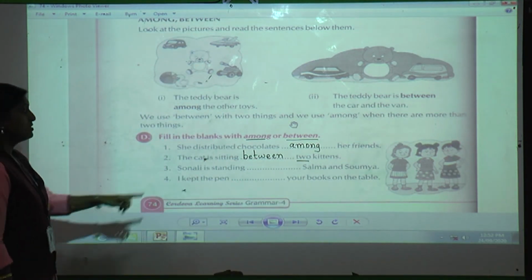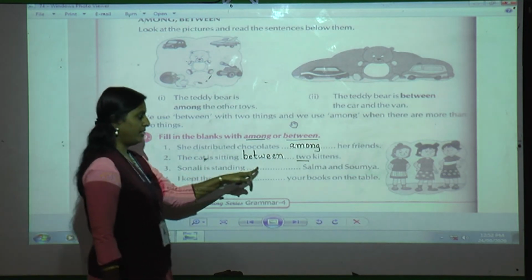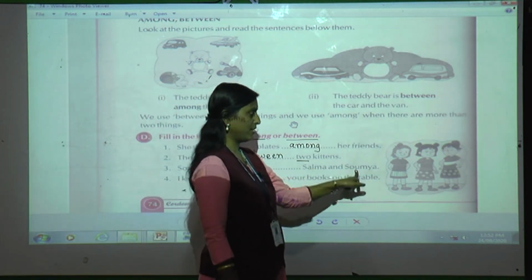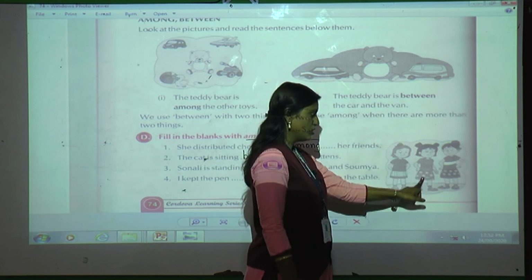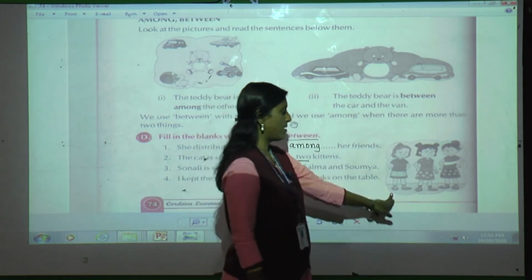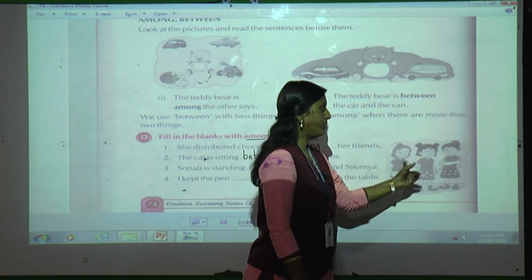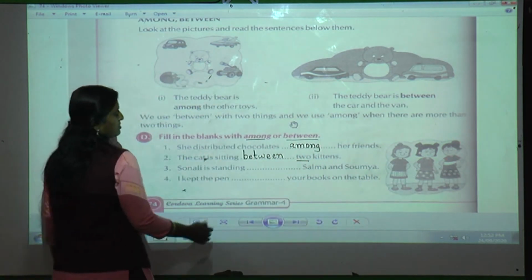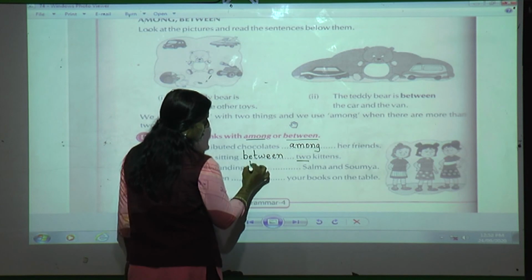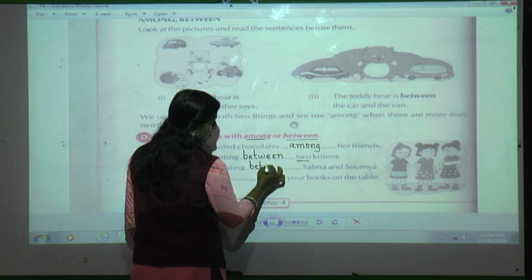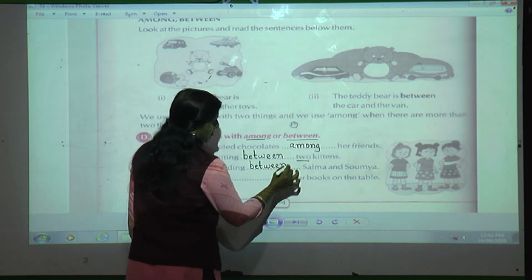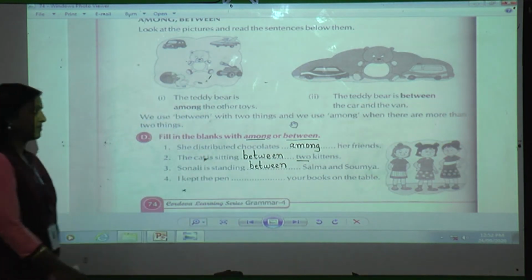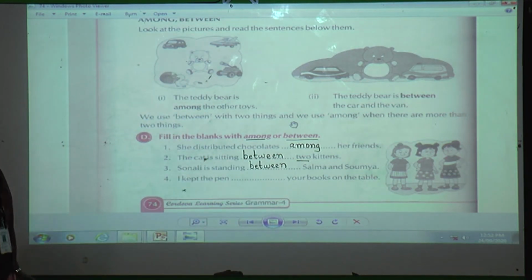Now here, Sonali is standing dash Salma and Soumya. Can you see this picture? Now this is Sonali. She is standing between Salma and Soumya. So how many persons are over here? How many girls are there? Only two. So which preposition are we going to use? Between. Got it?